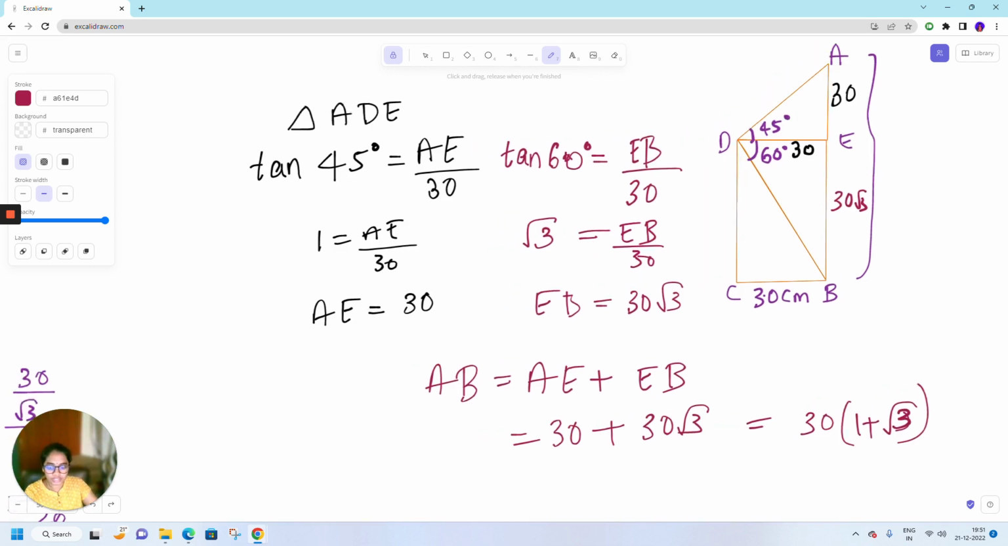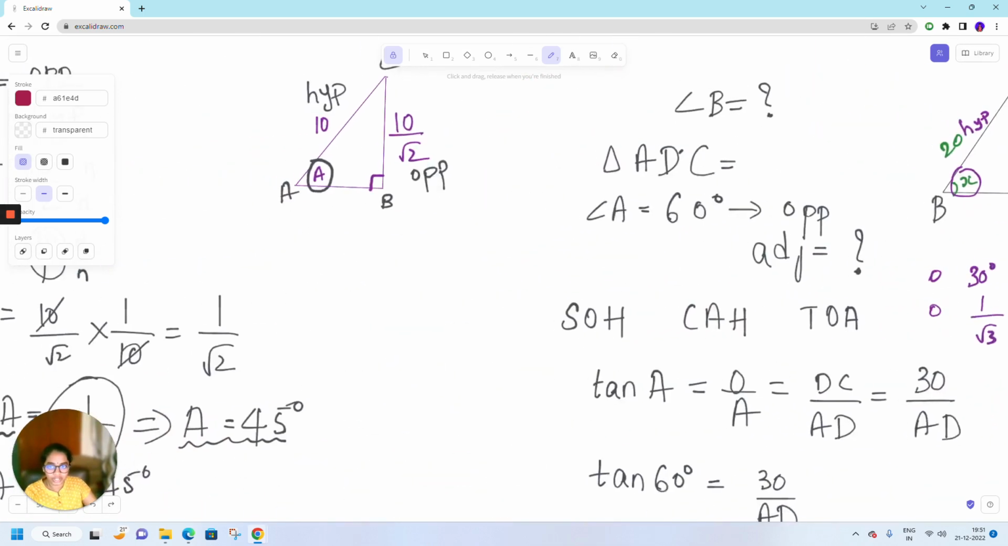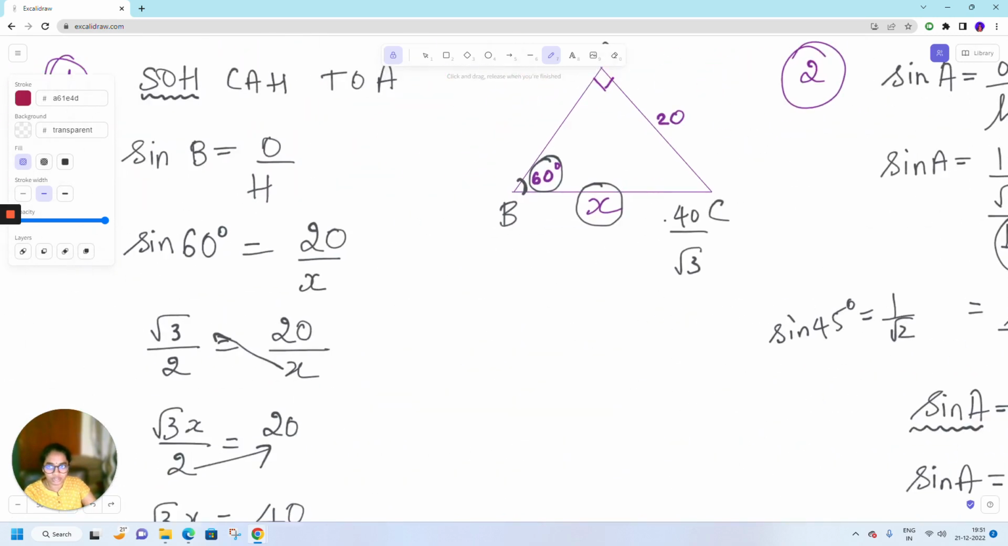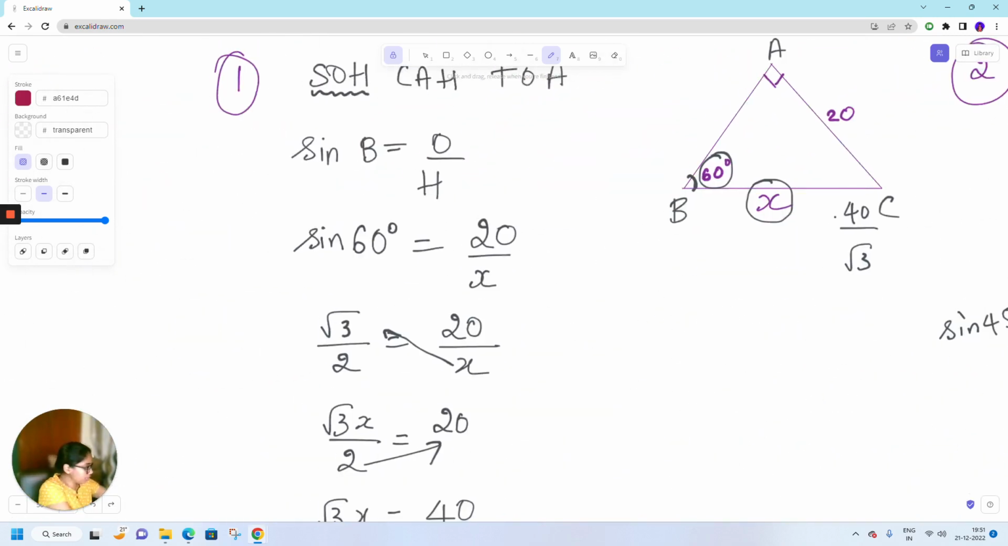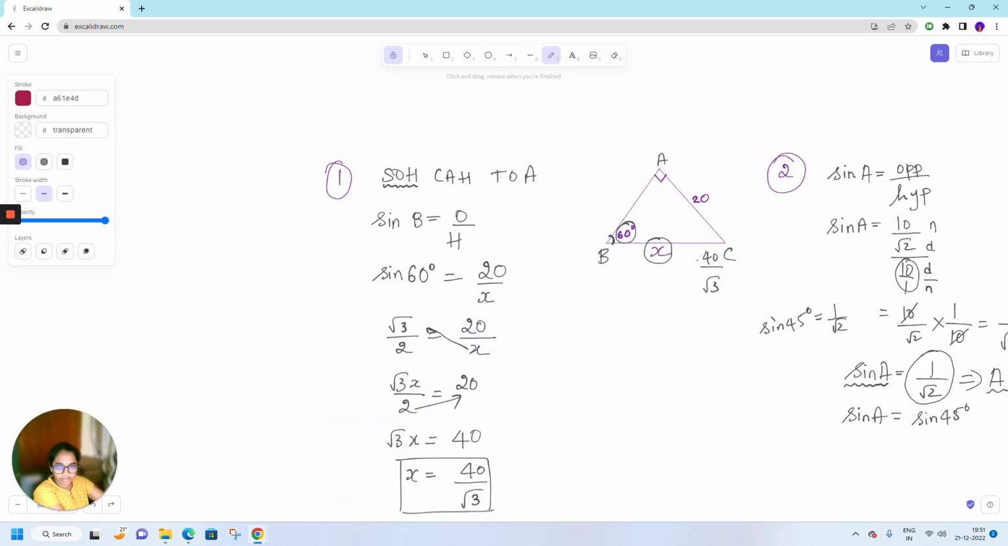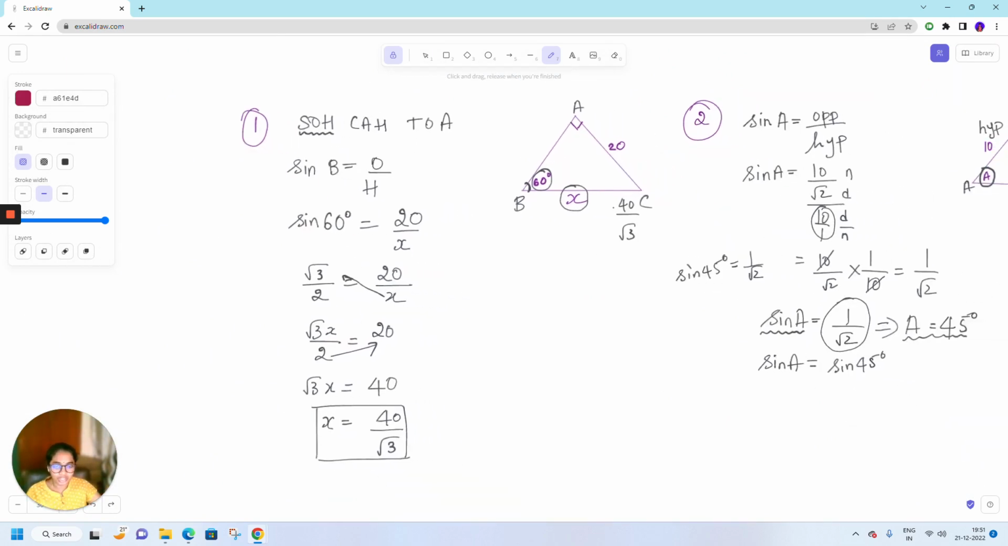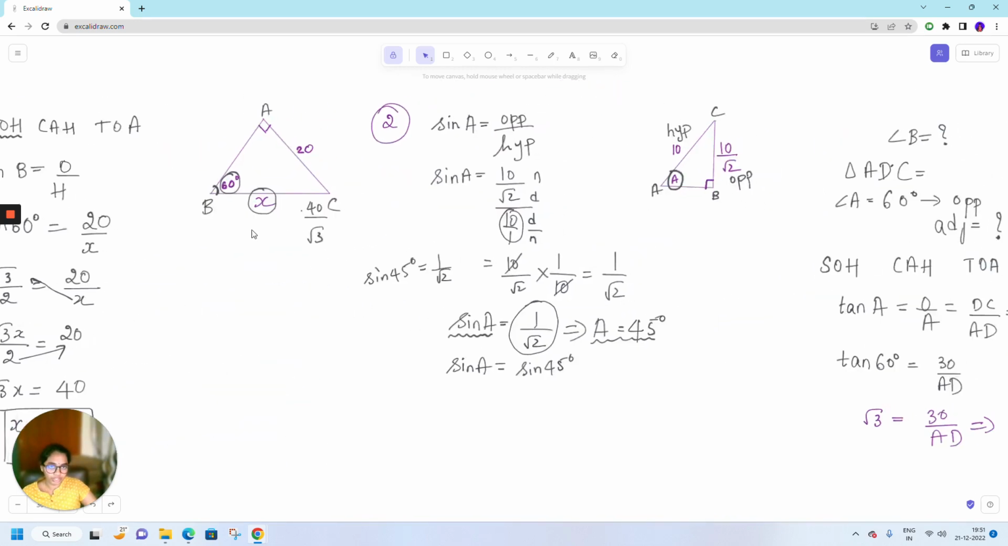Okay, so what did we study in this lecture? We tried solving some problems on trigonometry. So in the first question, as you can see, they had given us two values, one angle and one side. They had asked us to find the value of x. So the best trigonometric function that can give us the value of x was sine. I just applied sine B and I got the value of x as 40 divided by root 3.